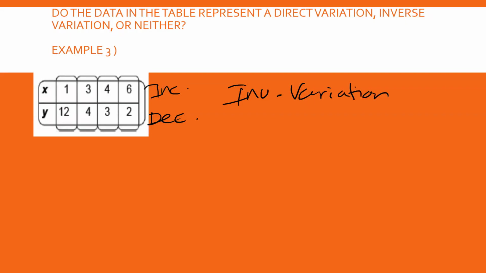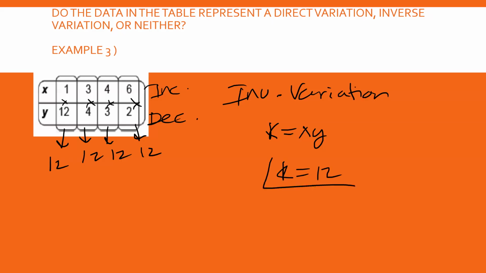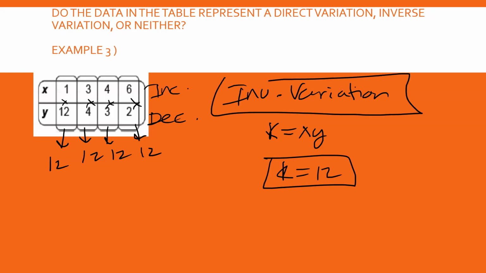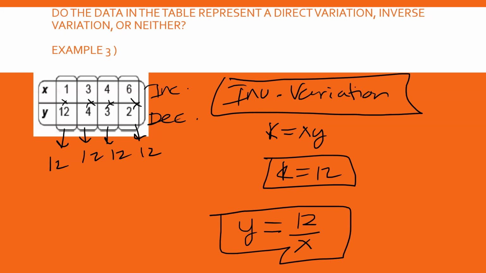All right, so because it's inverse variation, that means I'm checking to see if the k is the same. How? By multiplying your x times your y. Does it matter which way? No. So you have 1 times 12. What is that? 12. 3 times 4. 4 times 3, 6 times 2. And as long as all of them are 12, then k equals 12. And therefore, this is inverse variation. So our function model would be y equals 12 over x. Ta-da!